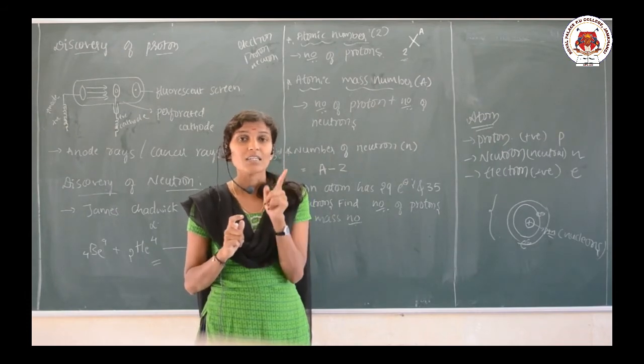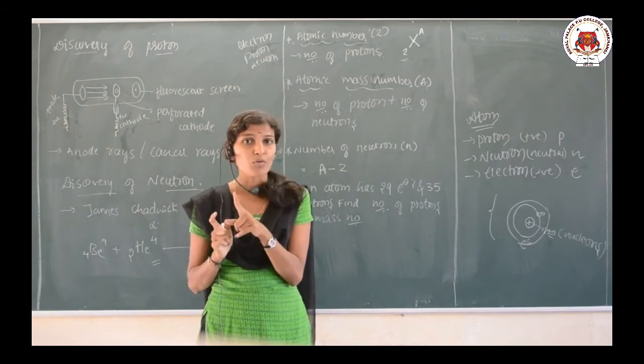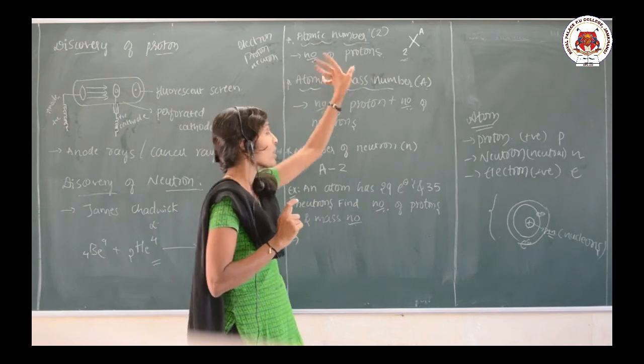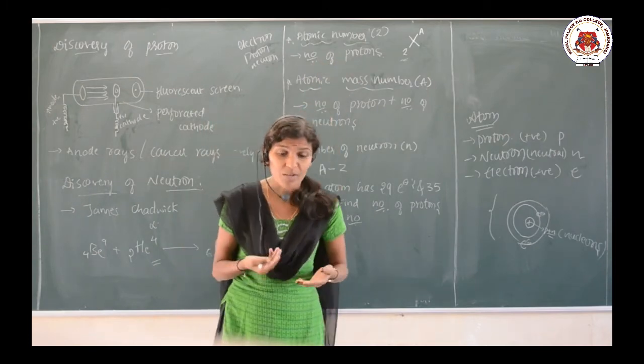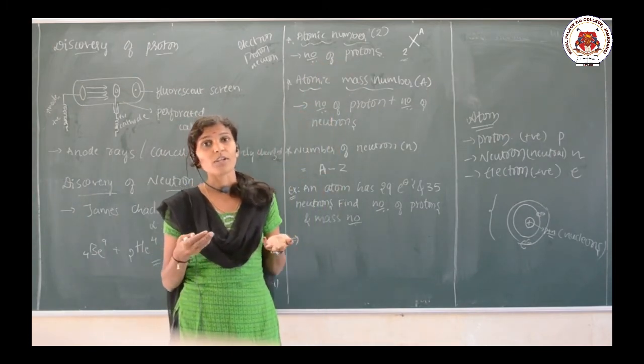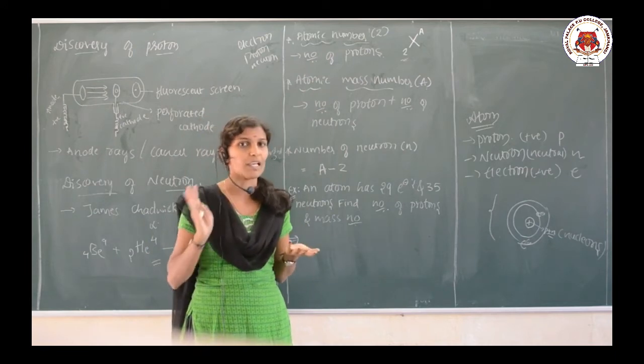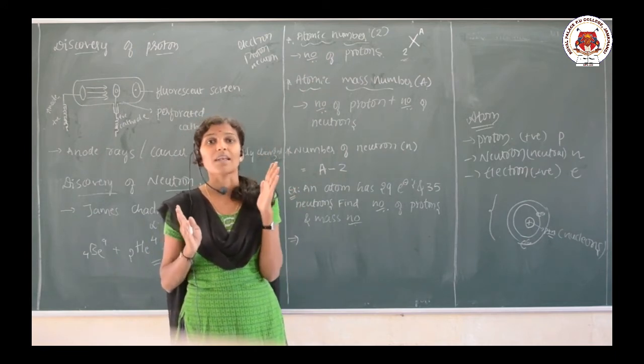So either the number of protons or the number of electrons gives the term atomic number. What do you mean by atomic number? Atomic number represents the total number of the protons or electrons present in an atom.